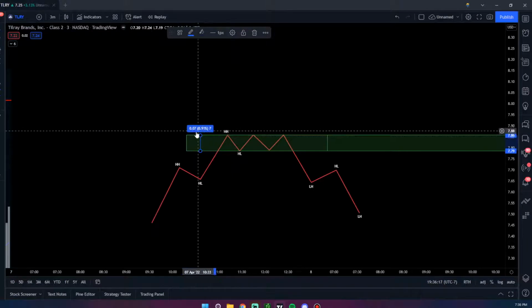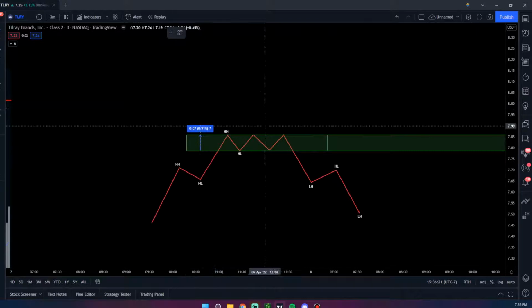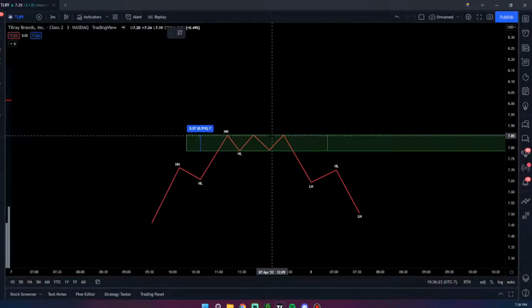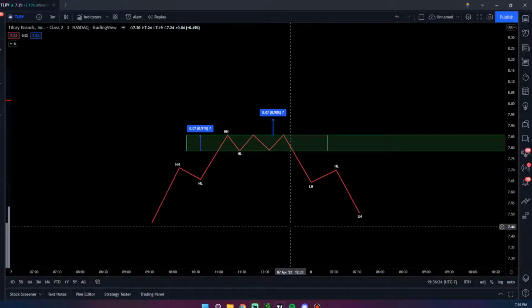And you can see this is a 0.91% move. And so if we break above, we're going to draw from the top of the rectangle up 91%, which is always really difficult to do. That's good enough for me.